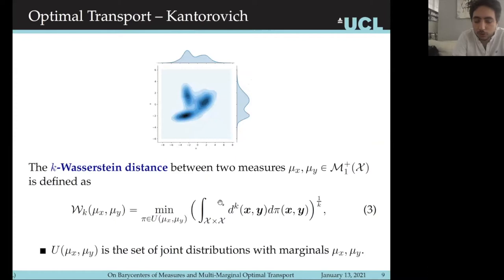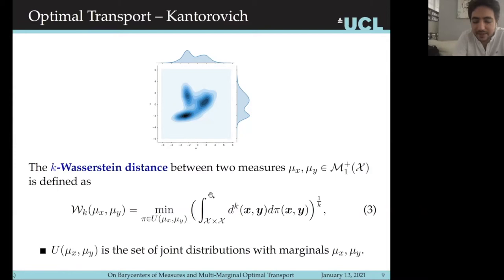The problem with the Monge formulation is that there are a lot of cases where it's not well defined, especially when we are dealing with discrete measures. And so Kantorovich proposed a relaxation of that problem, in which, instead of a deterministic map from one measure to the other, you have a stochastic map. That basically allows you to split the mass of the points.